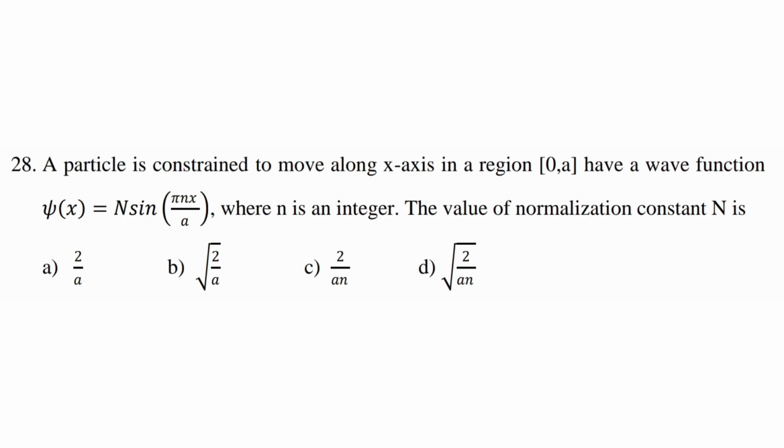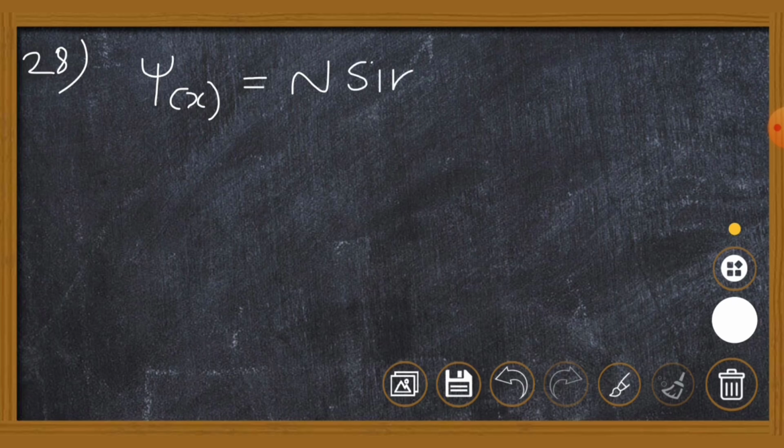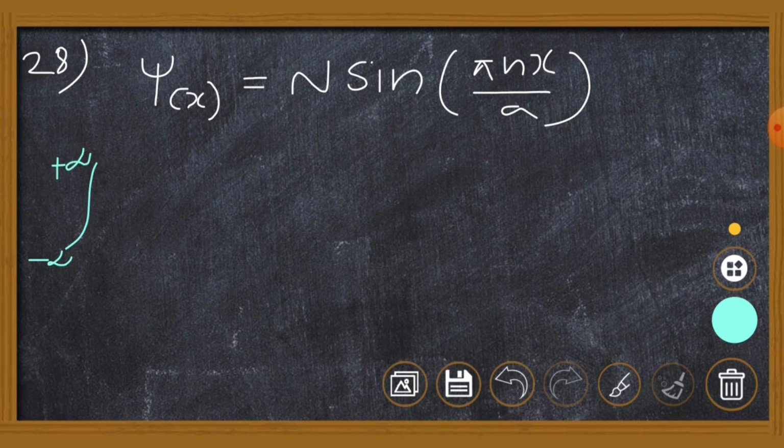Question number 28. A particle is constrained to move along the x-axis in a region 0 to A, and has a wave function n sin pi nx by A, where n is an integer, and the value of the normalization constant is to be found. Wave function psi x equal to n sin pi nx by A. The condition for normalization of a wave function is given by integral minus infinity to plus infinity psi into psi star dx equal to 1. Here the limit is from 0 to A.